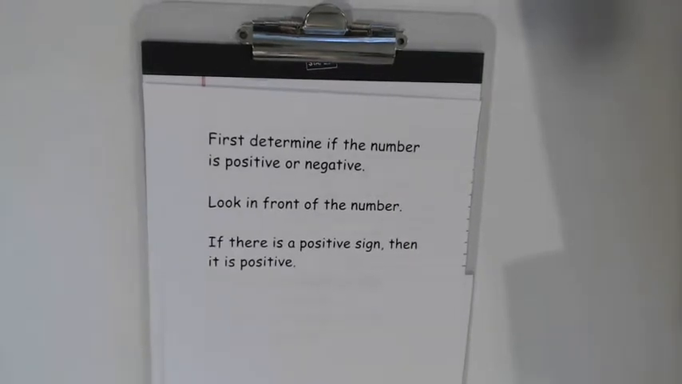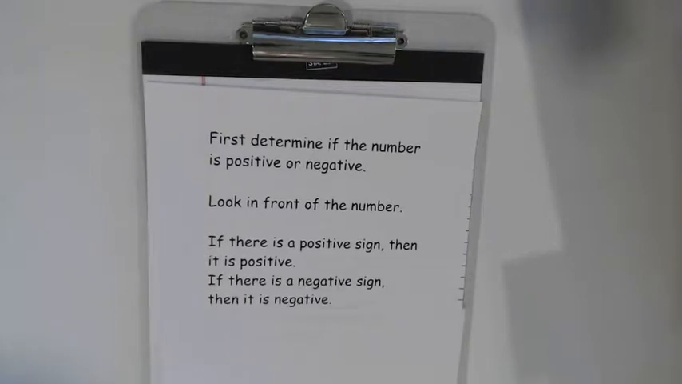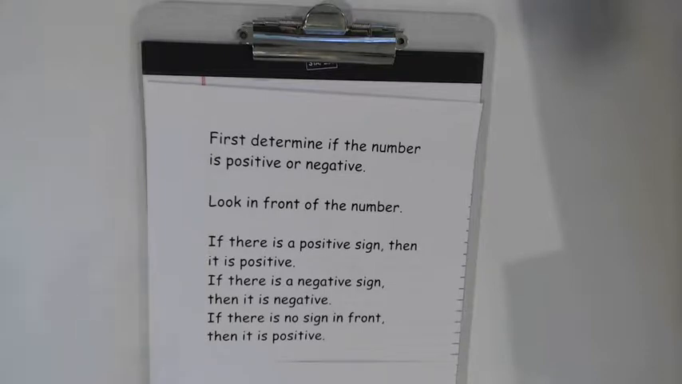If there is a positive sign in front of the number, then it's positive. If there is a negative sign in front of the number, then it's negative. And if there's no sign in front, then the number's positive. And we're going to give some examples of this to show how you can tell whether or not a number is positive or negative. So let's look at the examples.